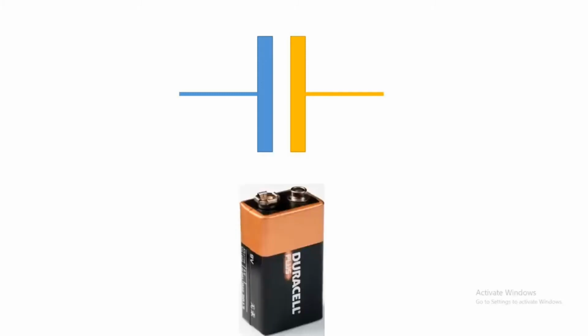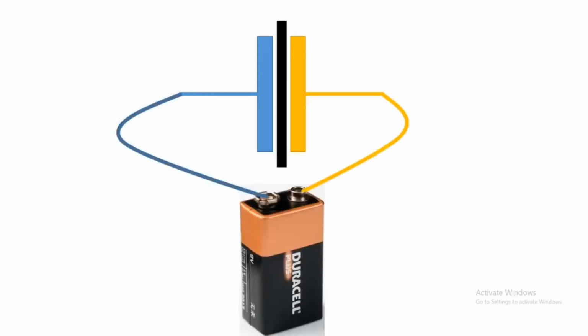There are two metal plates. One plate stores negative charge while the other stores positive charge. When we connect this capacitor to the battery, one side is connected to negative and the other side to positive. In the middle there is paper or rubber, meaning non-conductive elements which stop the charges from passing between these two plates.